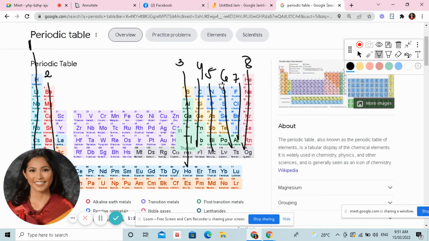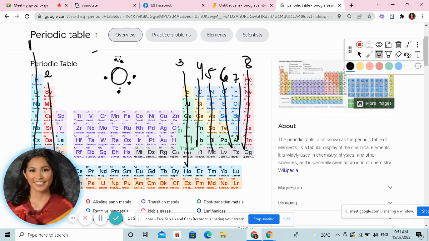Okay, so that's it. Now, if we have oxygen, it has six valence electrons, that's why we write oxygen one, two, three, four, five, and six. There are six valence electrons.